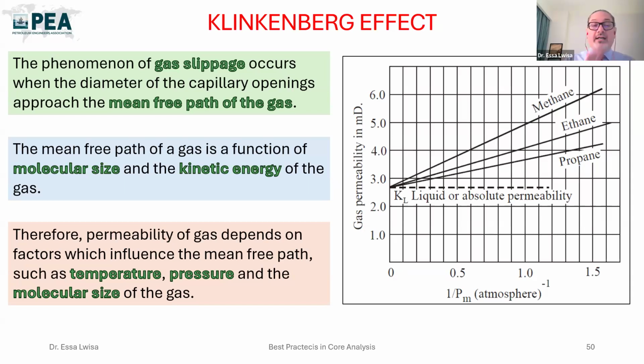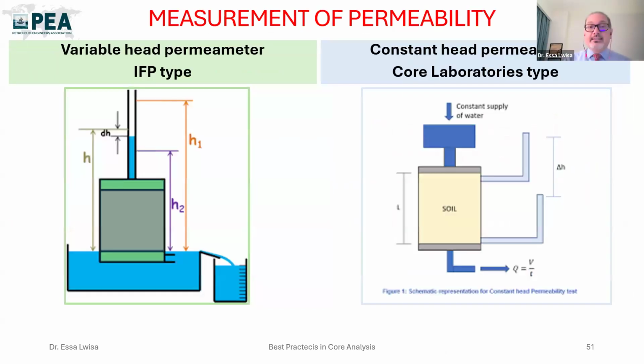Now we have measured the permeability of the sample by nitrogen, for example. Now our sample, as I said, is saturated with water, so we can measure the permeability of liquid, or liquid permeability. To measure liquid permeability, there are two types: the variable head permeameter and the constant head permeameter. I know it's a big word. However, it is constant pressure or variable pressure. That's it.